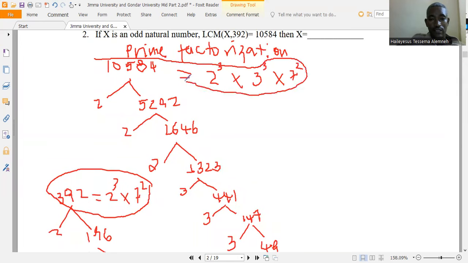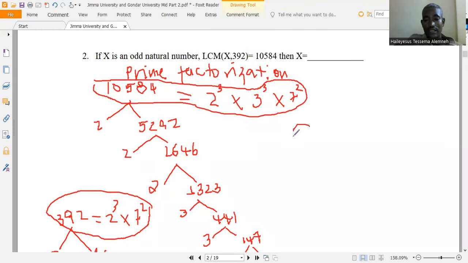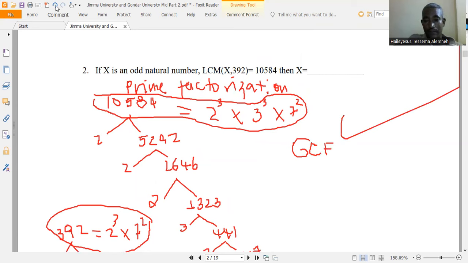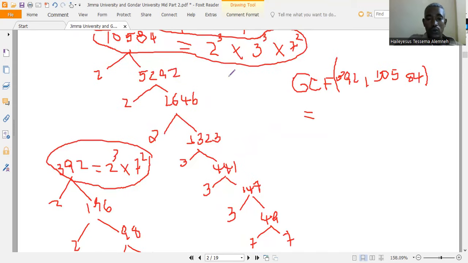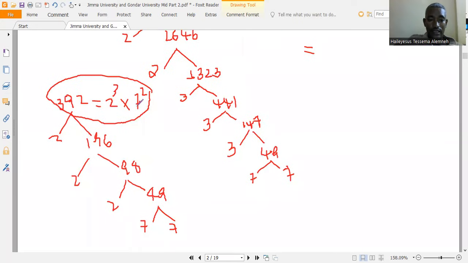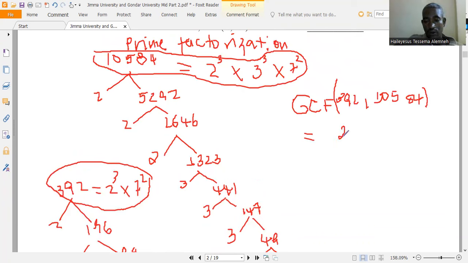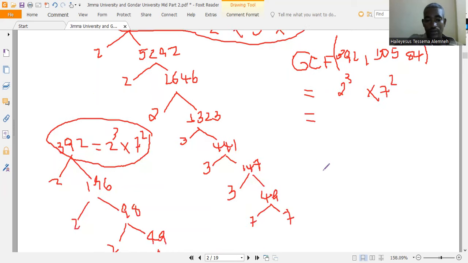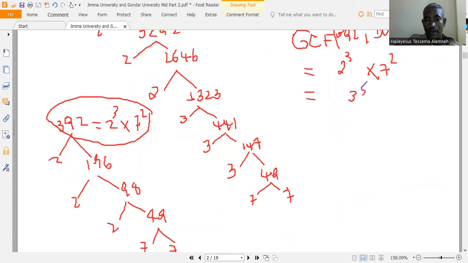And 10,584 is written in this manner. What's the GCF of these two numbers, the greatest common factor of 392 and 10,584? With prime factorization, when finding the GCF we take the common factors with the lowest power. So 2 to the power of 3 times 7 to the power of 2 is the GCF. What is that? It is 392 itself.